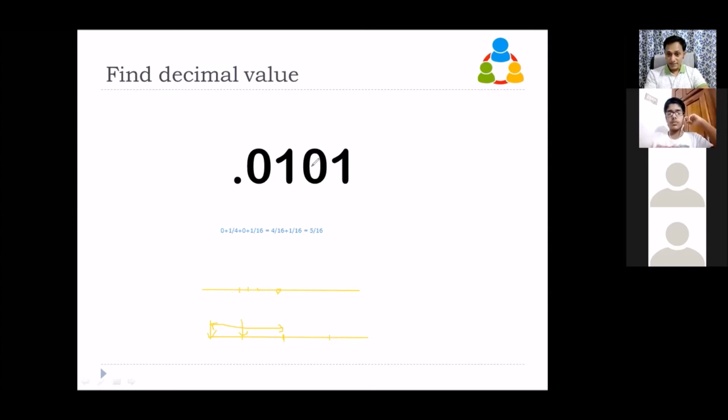Now the third one says you divide this into 8 pieces. 1, 2, 3, 4. So now in total how many pieces? 1, 2, 3, 4, 5, 6, 7, 8. So each piece is 1 by 8. Right? So our value is now either between this and this, or between this and this. But because it is 0, now we know our value is between this and this. So it has not moved here only.